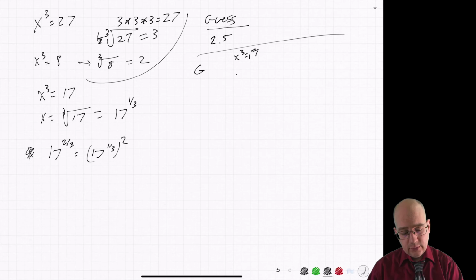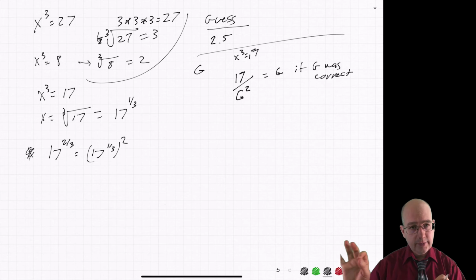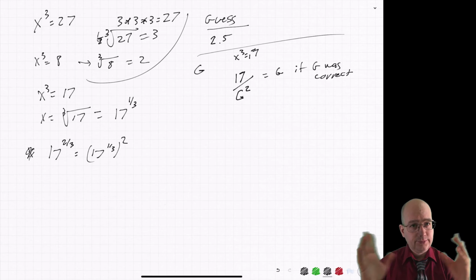So if you took 17 and divided it by g squared, that should equal g if g was correct. Right? So we're thinking of g as being the correct one. That's got the most weight. But it's not the correct one. So okay, how might I correct it? Well, I know that g cubed equals 17. So g is equal to 17 over g squared, if it was exact.